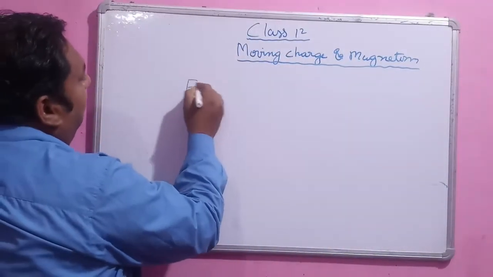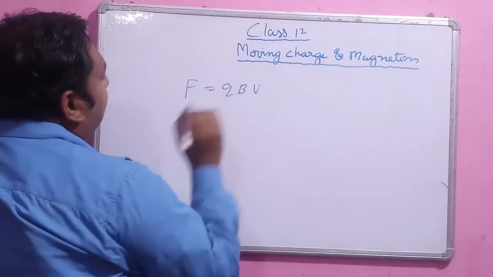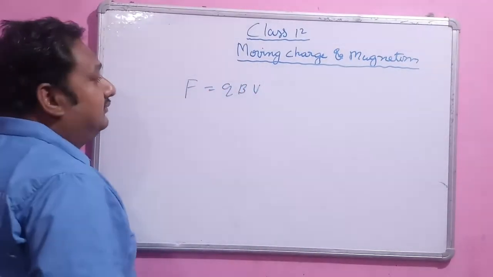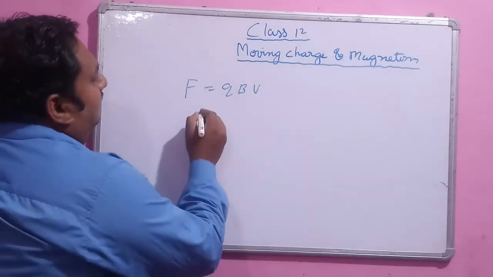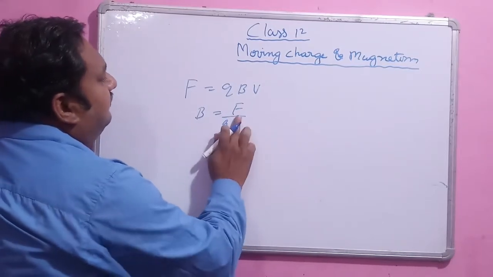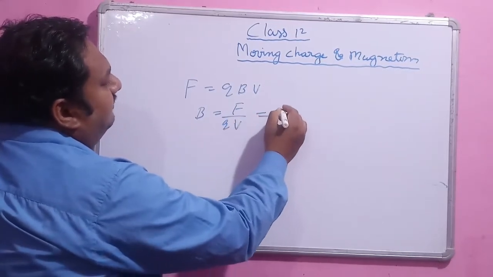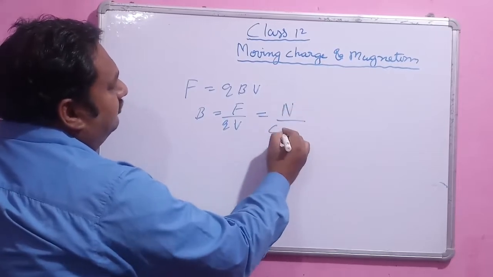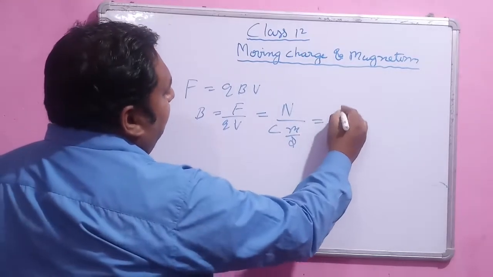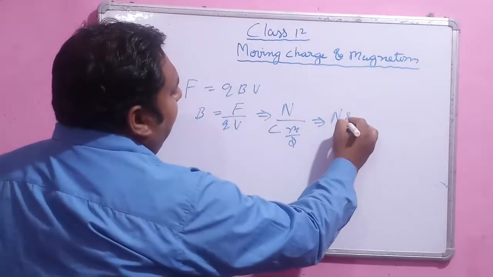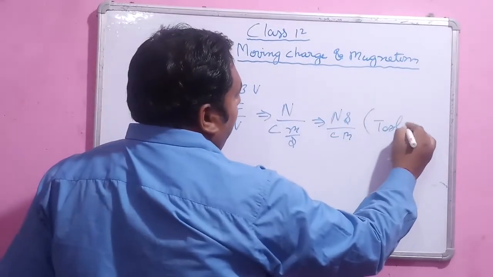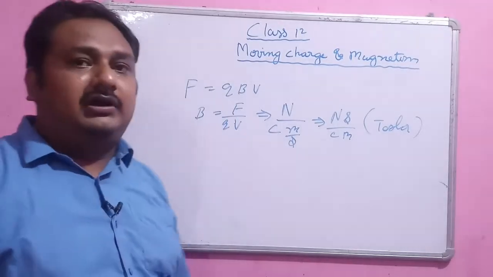So what is Tesla? F equal to qvB sin theta. Suppose we take theta as 90 degrees, so sin 90 equals 1. So B equals F upon qv. Force is measured in newtons, charge in coulombs, and velocity in meters per second. So it will be newton second per coulomb meter, and that is collectively called Tesla. So we will measure the magnetic field in Tesla.